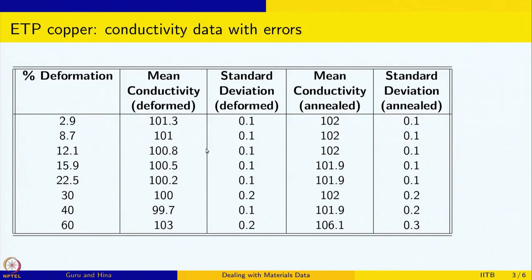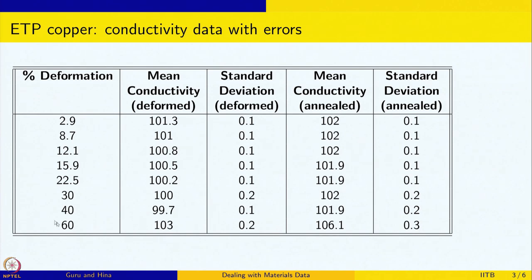For doing this, we are going to go back to the conductivity data from the electrolytic tough pitch copper from the thesis of Dr. Harshvardhana, and this data consists of 5 columns. This is the percentage deformation that was given to the sample: 2.9%, 8.7%, 12.1%, etc., up to 60% deformation. And in the deformed state, the conductivity measurements were made, and the mean conductivity and standard deviation is given.